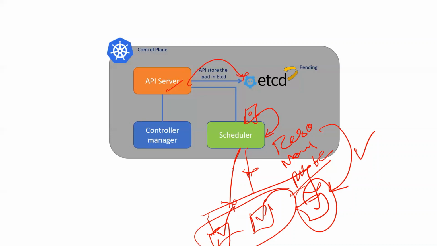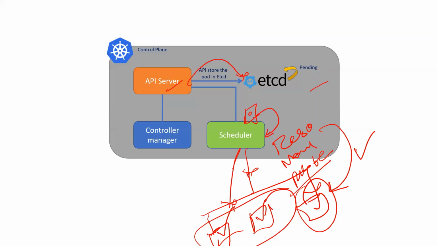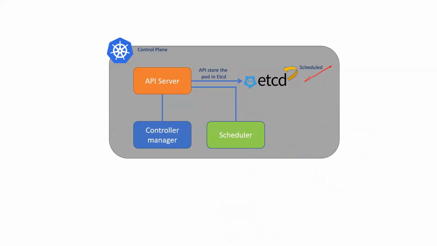Once it is scheduled, the status in etcd changes from pending to scheduled. You may see that pending was assigned first, and once we gave all those details, it changed to scheduled. But this is not the end. This job was just done on the control plane. The next task is very important, where the actual work starts.